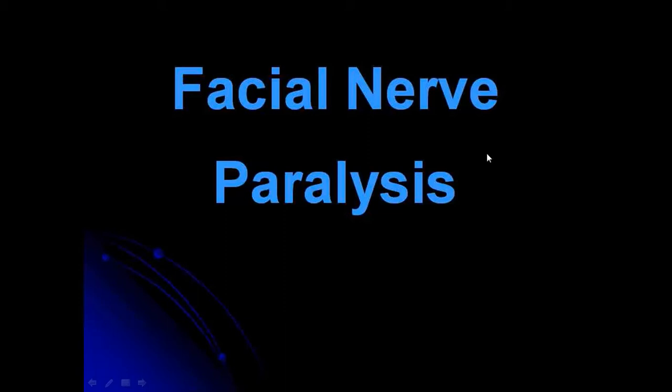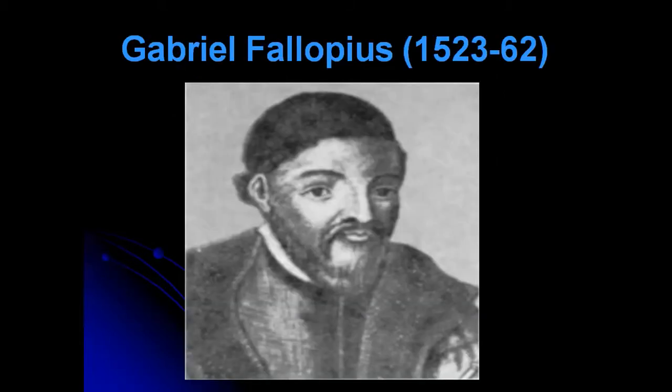We'll start with the basic understanding of the facial nerve, and then we'll go to paralysis once again. Fallopius is the one who had done a lot of work, and the canal for the facial nerve is called the fallopian canal. This is a tribute to the scientist.